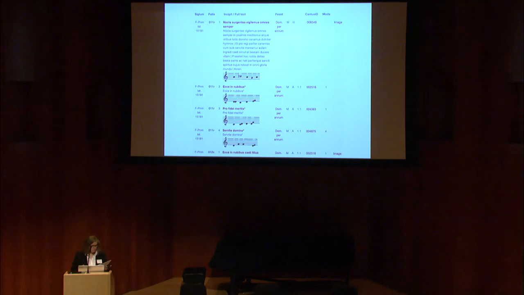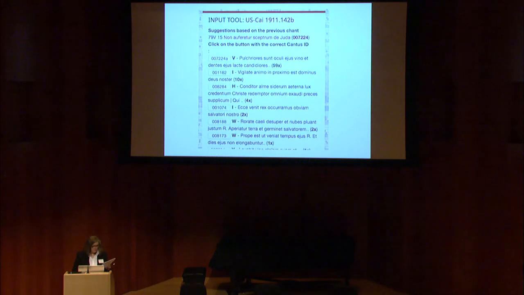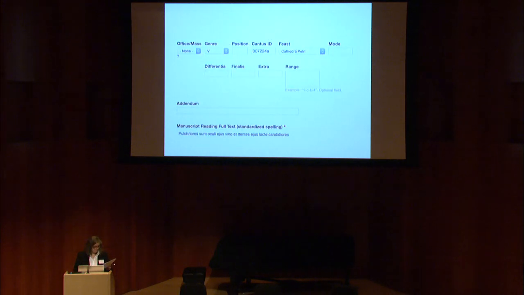And so a team of researchers has worked with Jan Kolacek, our software developer, to create more user-friendly options for entering data. For example, once the first chant text in a feast day is entered, if the feast is already in the system, the input tool suggests a number of possibilities for the next chant. If one of these is correct, with a couple of clicks, the manuscript reading full text field, the genre field, the Cantus ID, and the feast field auto-populate. And the researcher may have to adjust the text so that it reflects exactly the word order in the manuscript.